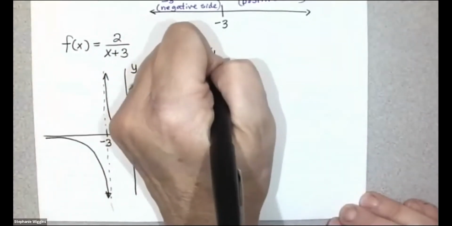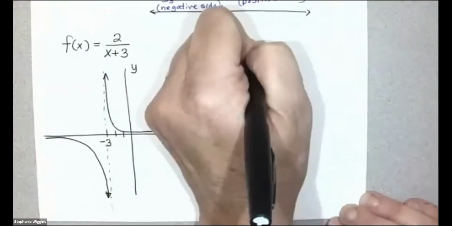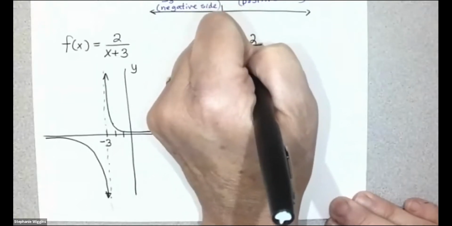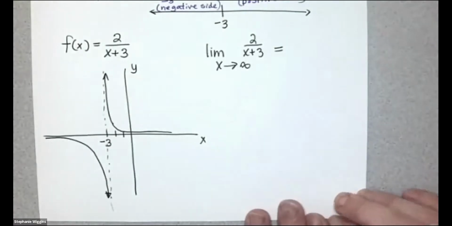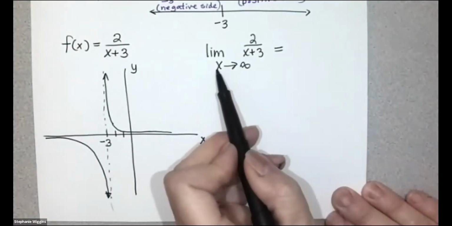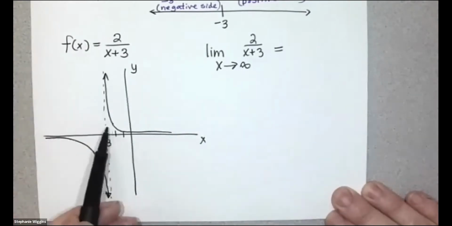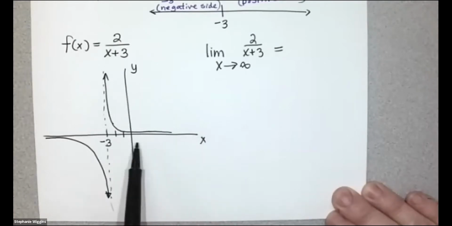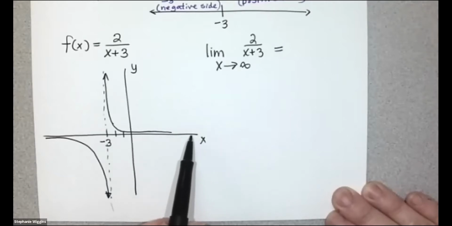So let's look at that situation. In that case, we're saying the limit as x approaches infinity of our function, 2 over x plus 3, or f of x, what is that equal to? Well, now we're kind of looking at a different aspect. We're looking at x going off to +infinity. So that would be heading off in this direction. The x values are going this way. What is happening to the y values? They're getting closer and closer to this level right here.